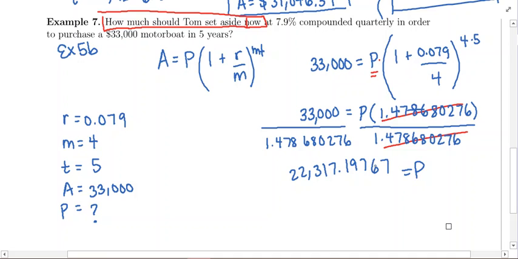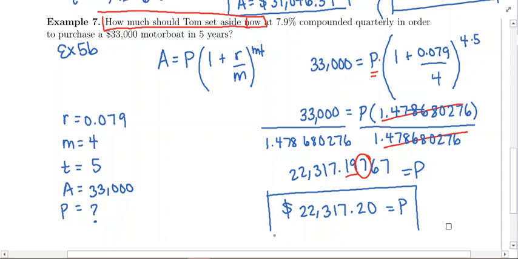All right, and again, this is dollars and cents. So for the final answer, okay, you can't leave it like this. It needs to be dollars and cents. So we need to round to the nearest cent. Okay, so we have 19 cents. We look after the 19 cents, there's a 7, so we need to bump it up. So Tom needs to set aside $22,317.20.